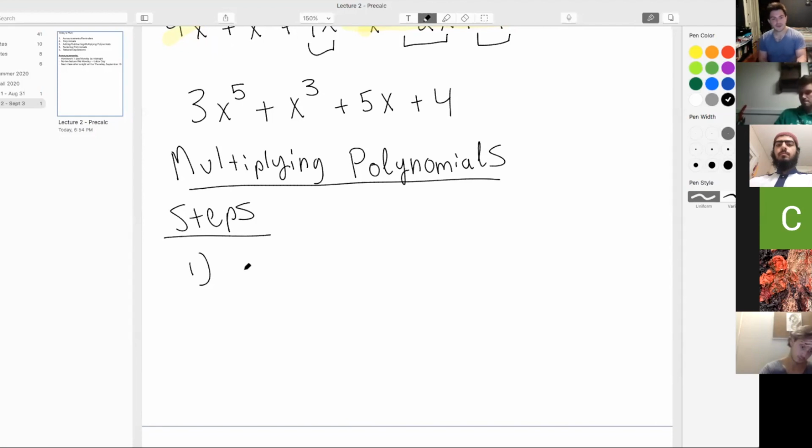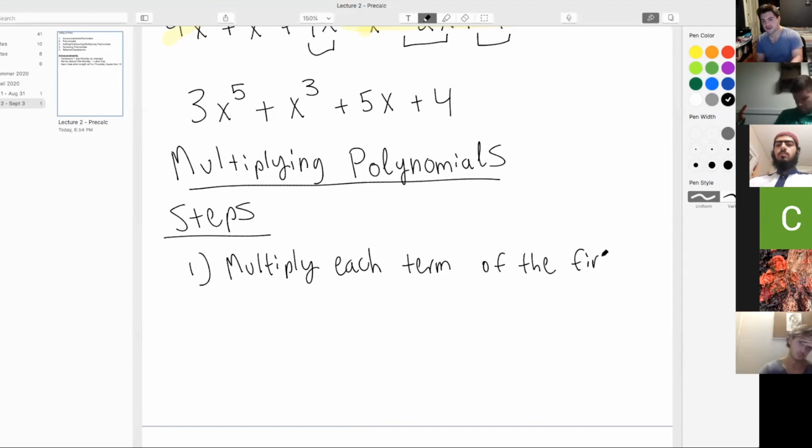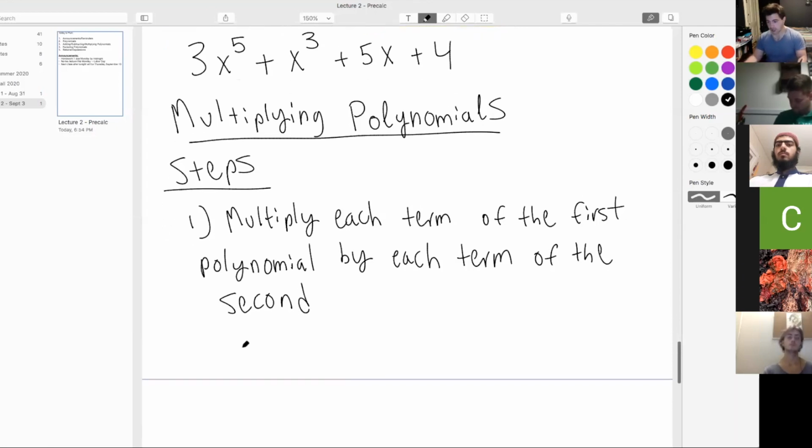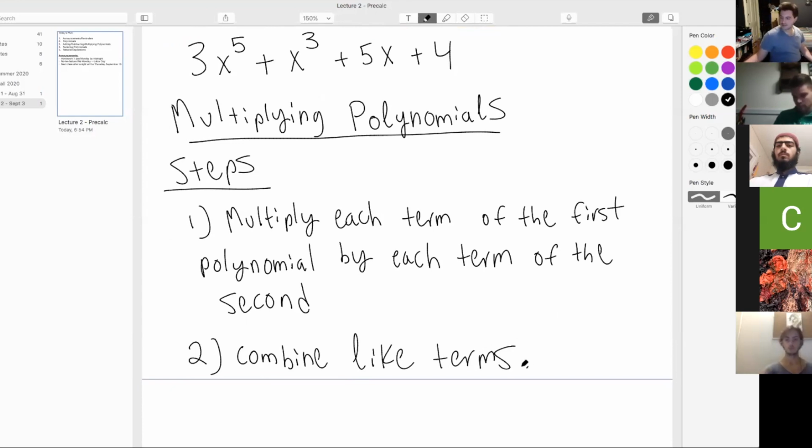Steps. 1. First step, multiply each term of the first polynomial by each term of the second. Okay, good. And the final step is just to combine like terms. Okay, so that's the set of steps.